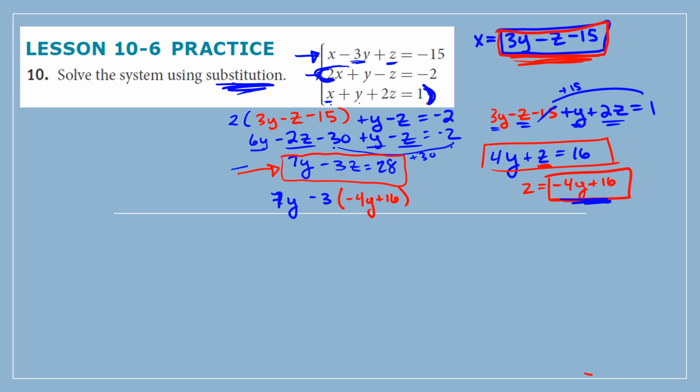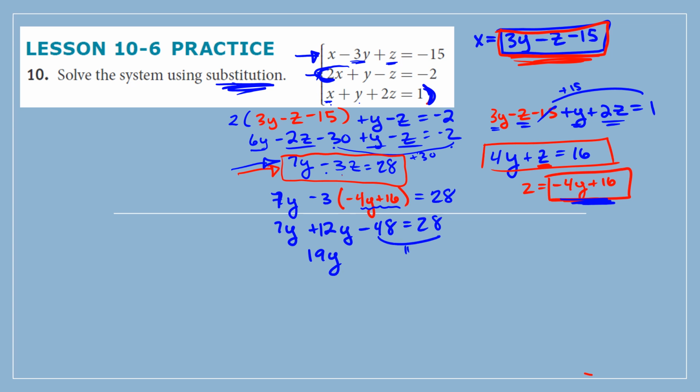So we're working with this one over here, and we've substituted in our new z value, negative 4y plus 16. And that's supposed to equal 28. So 7y minus 3 times z, which is this, equals 28. If we clean this up a little, we'll have 7y plus 12y minus, let's see, 48 equals 28. So combining like terms, I would get 19y.